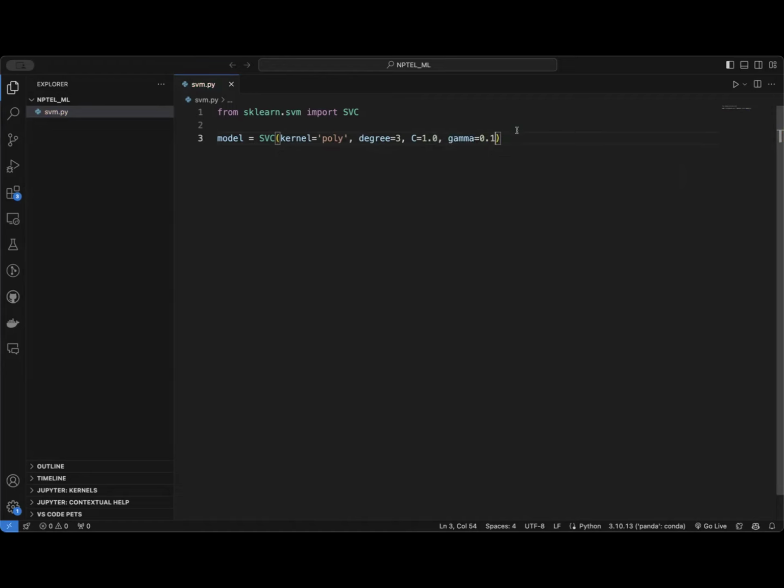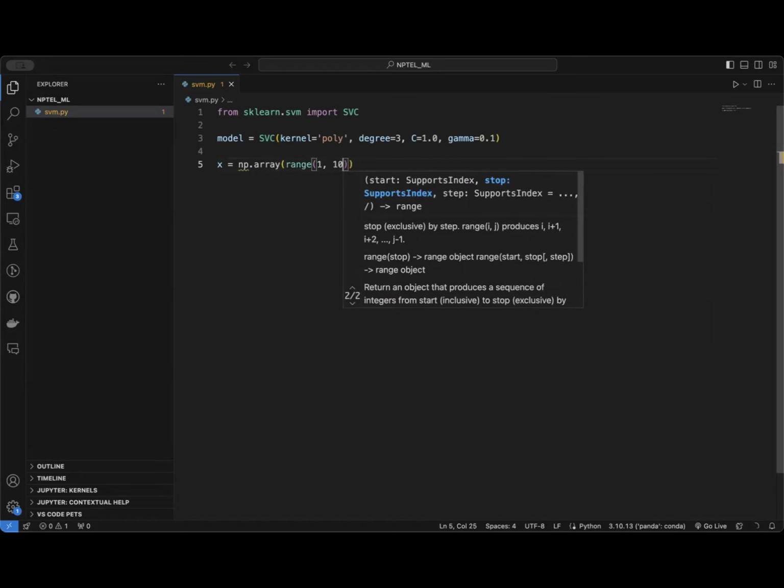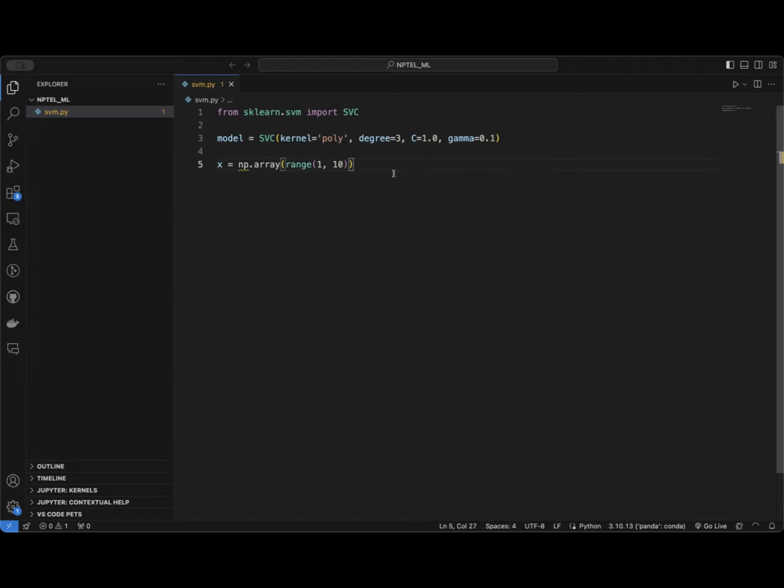Okay, so then we'll define our X and Y. X equals 1, 2, 3, 4, 5, 6, 7, 8, 9, 10. So I can just write np.array, range 1 to 10. It will make sure that it goes from 1 to 10. Let me import numpy as well.